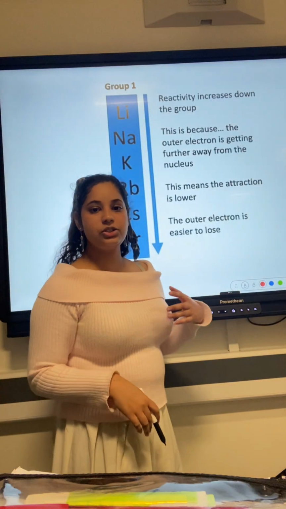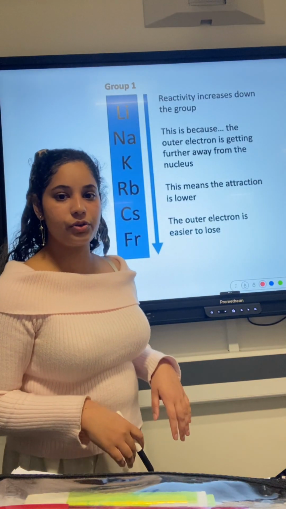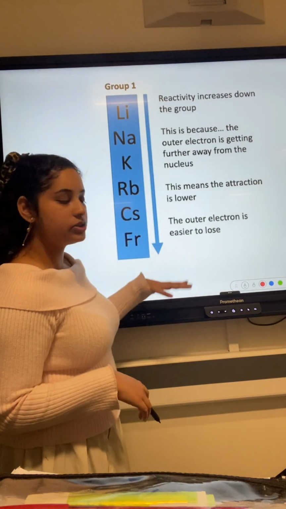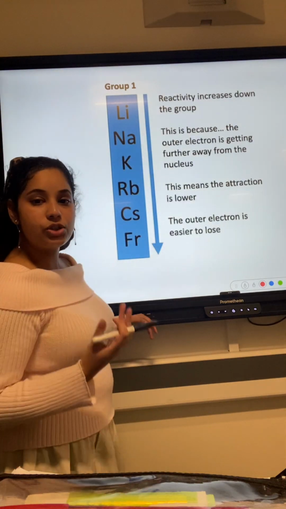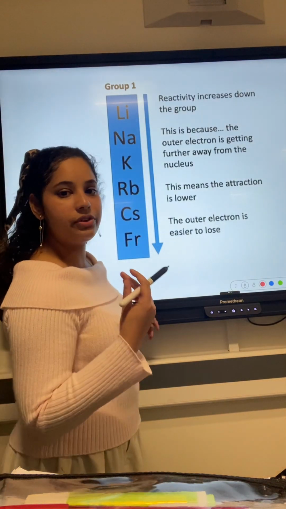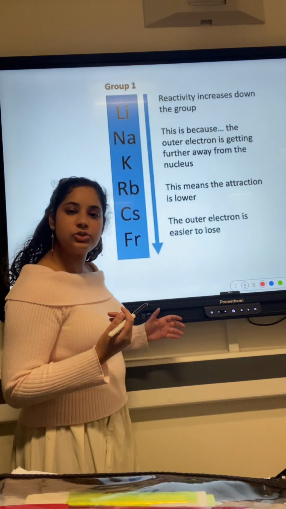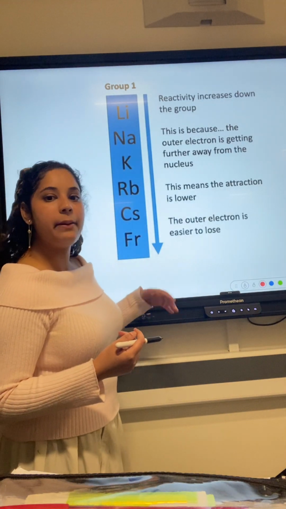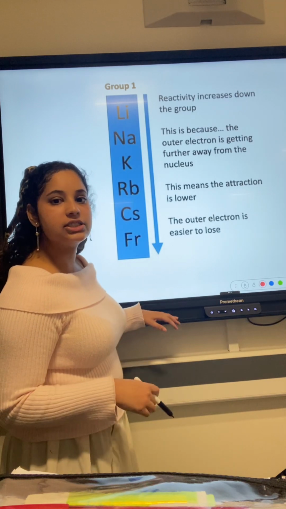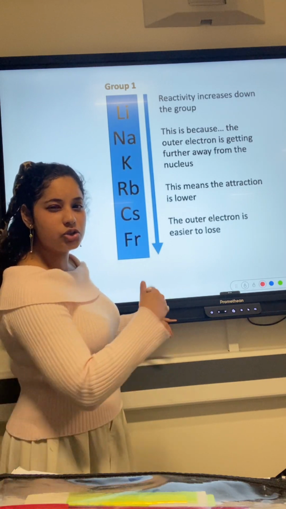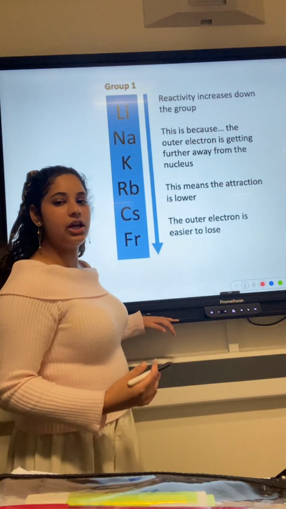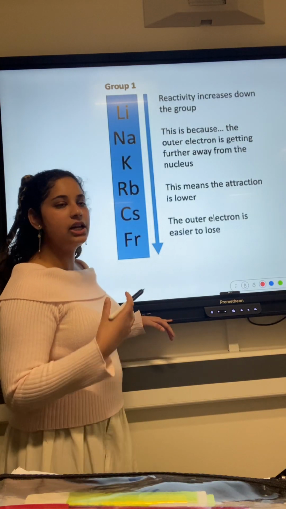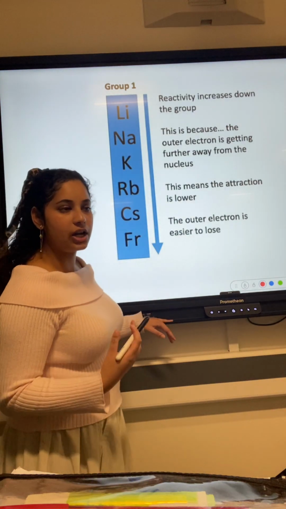Right guys, I'm just going to show you the reactivity for group 1 metals. So group 1 metals, I've got a list of those here. They are also known as alkali metals. The reason why they are called alkali metals is because when these metals react with water, they form metal hydroxide, which is an alkali. They also produce hydrogen in that reaction, but because it produces that metal hydroxide that is an alkali, that's why these are also known as alkali metals.